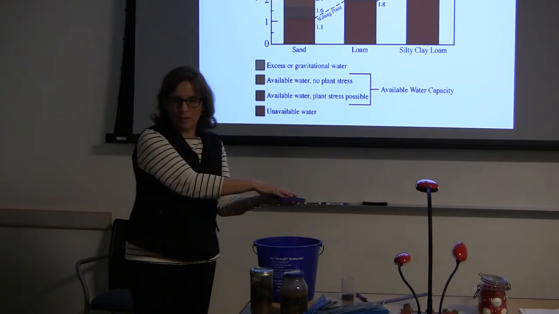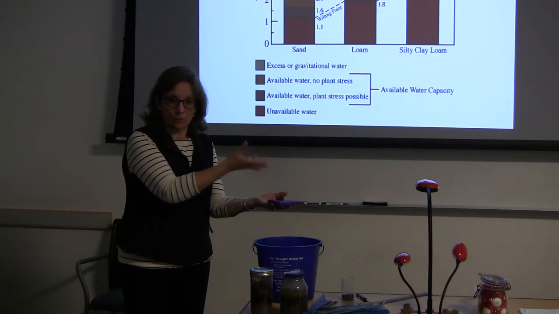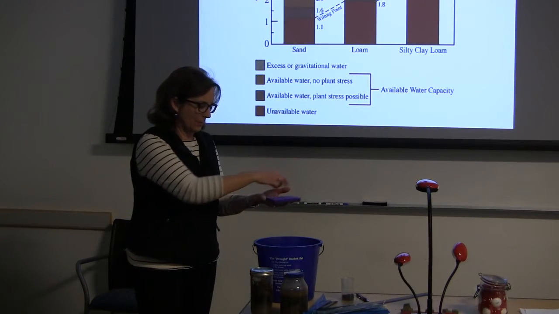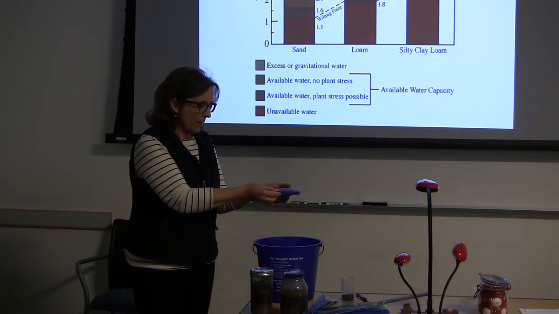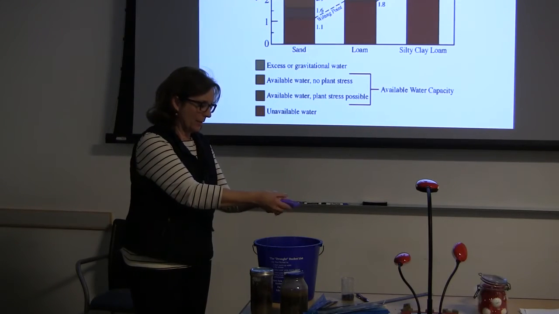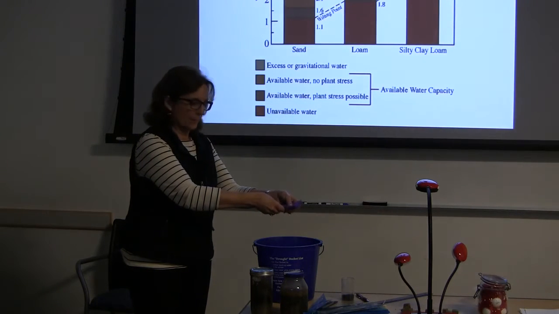So this is really nice for plants. They can use this water very easily without exerting a lot of effort. Because in those pore spaces, which we've got a mixture of sizes here, water's held fairly loosely. So if I'm the plant roots extracting water, I don't have to exert much energy as a little root hair to get that water.